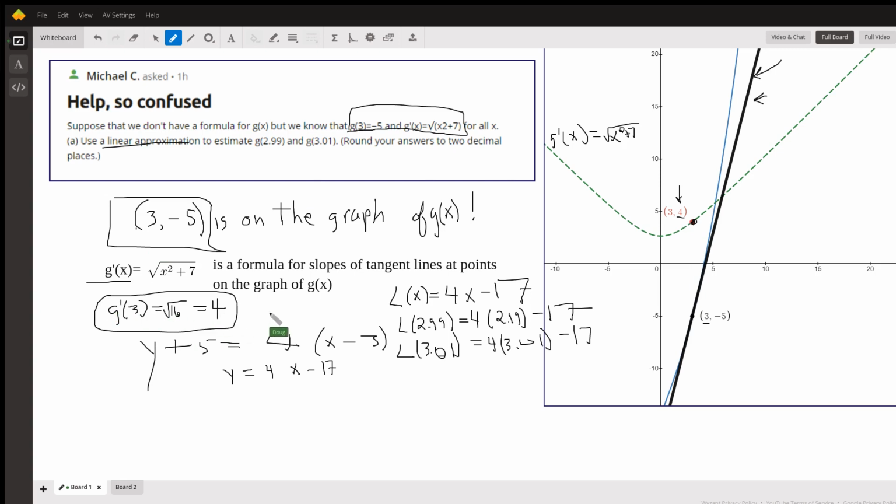Okay, so when you see something like linear approximation or linearization for a function, you're actually finding the equation of a tangent line at the point of tangency of that tangent line to the graph of the given function.